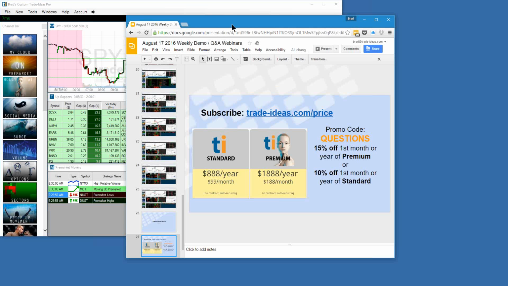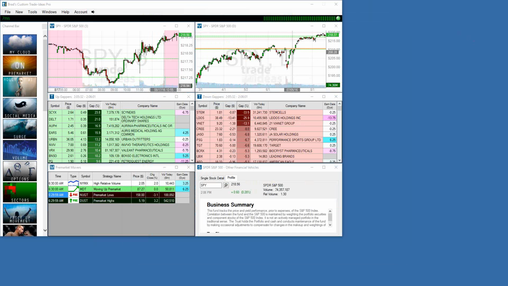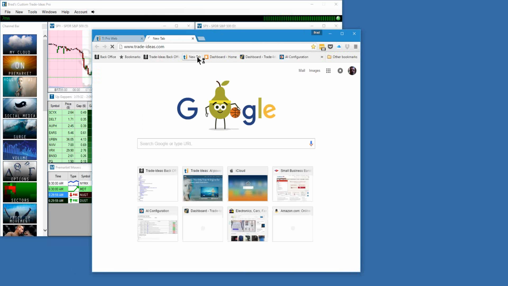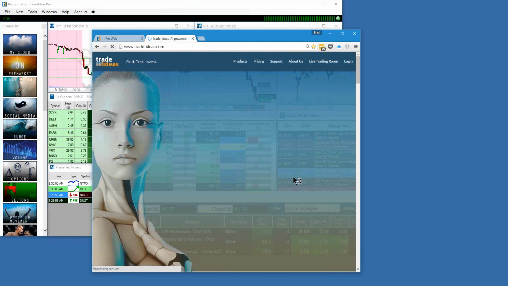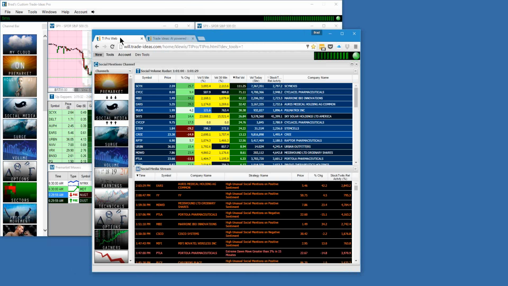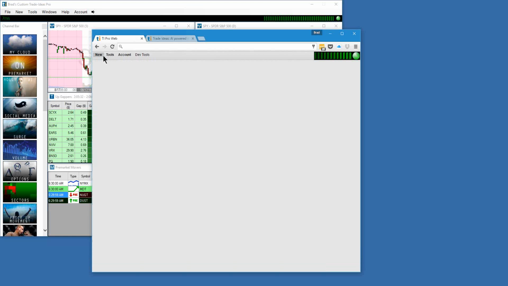I'm going to go ahead and show you a little bit of the web version right now. You can get to the web version just by going to our homepage, going to Trade Ideas, and on the homepage up here, you're going to see Launch TI Web. So right here, let's close this down and take a look at the menu bar of what we have access to here.